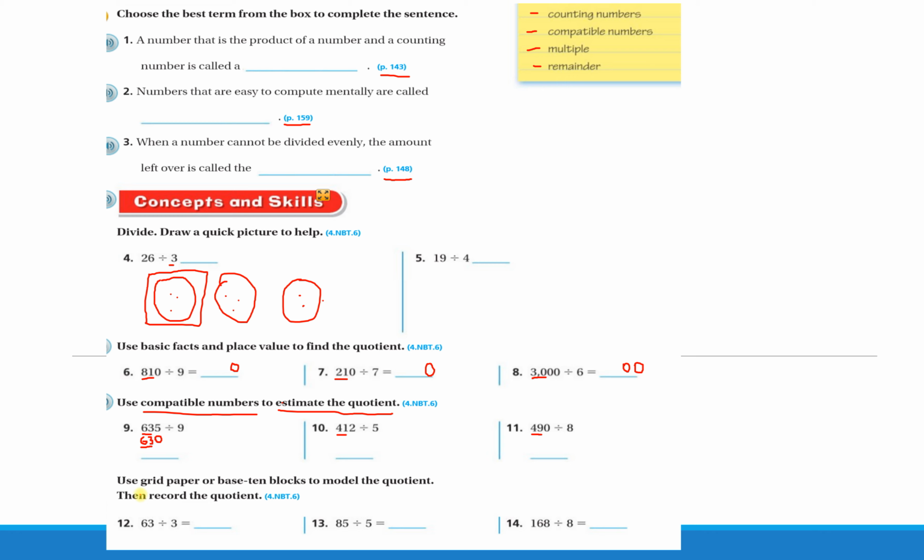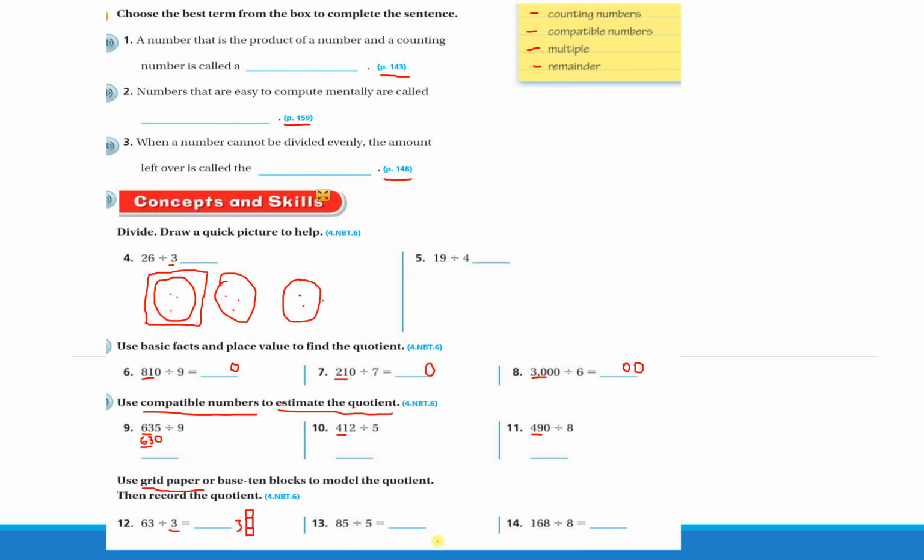And number 12, 13, 14, use grid paper or base 10 blocks to model the quotient, then record the quotient. So again, remember, in this one, you want to use graph paper. The divisor, just like up here, the divisor tells us how many go in each column. So 3 in each column. I'm going to try to draw this. Again, it's not going to be perfect because I don't have graph paper here, but 3 in each column. And then you can continue to do 3, 3, 3, 3 until you've made a total of 63 blocks. And that gives you your model using grid paper.